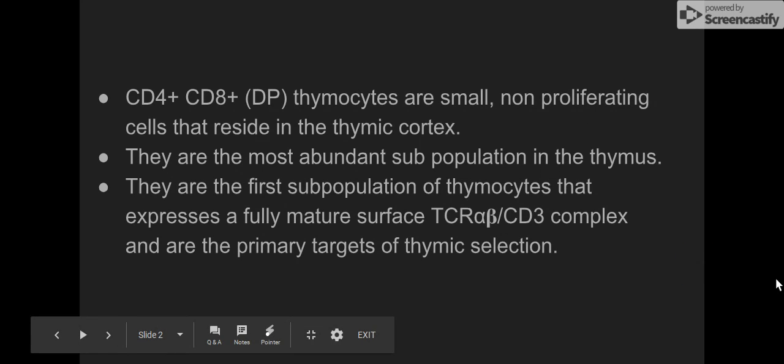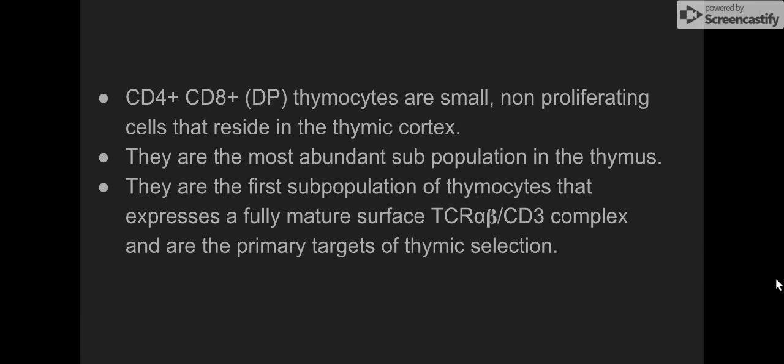CD4 plus, CD8 plus, or DP thymocytes are small, non-proliferating cells that reside in the thymic cortex. They're the most abundant subpopulation in the thymus, and they are the first subpopulation of thymocytes that expresses a fully mature surface TCR alpha beta/CD3 complex that are the primary targets of thymic selection. Thymic selection shapes the TCR repertoire of DP thymocytes based on the affinity of their T cell receptors for the MHC peptides they encounter as they browse the thymic cortex.